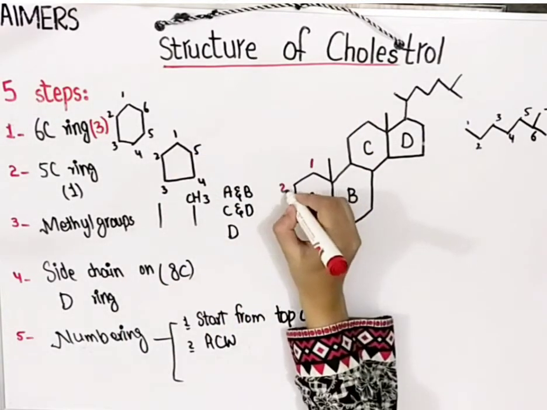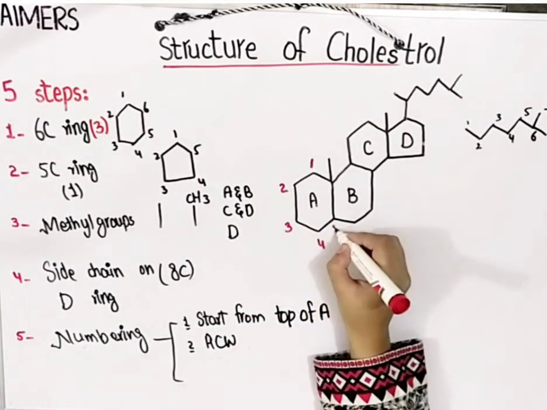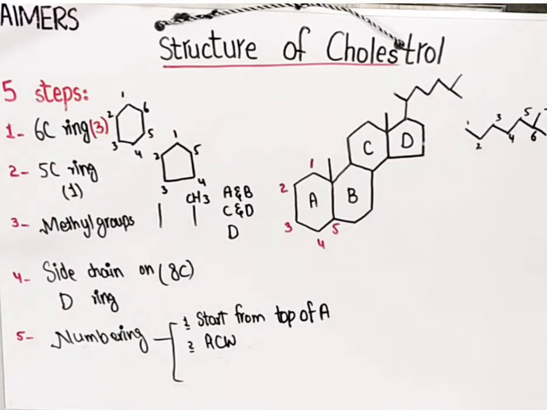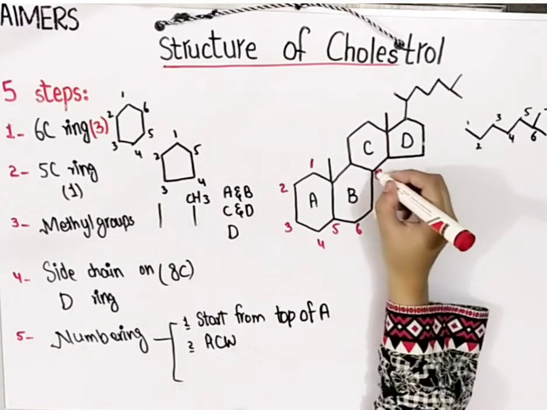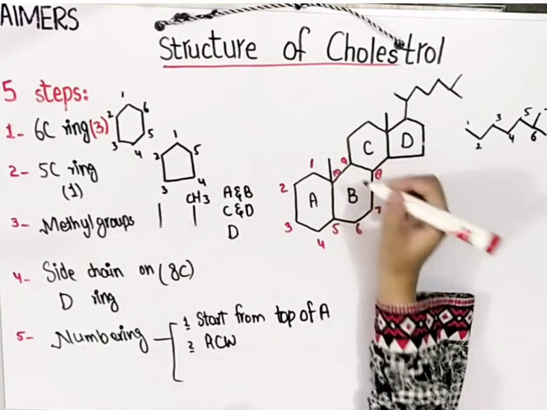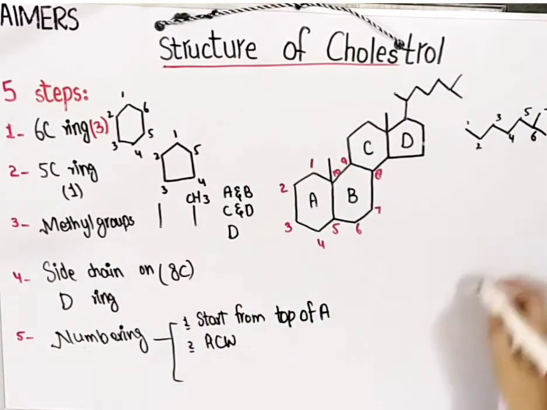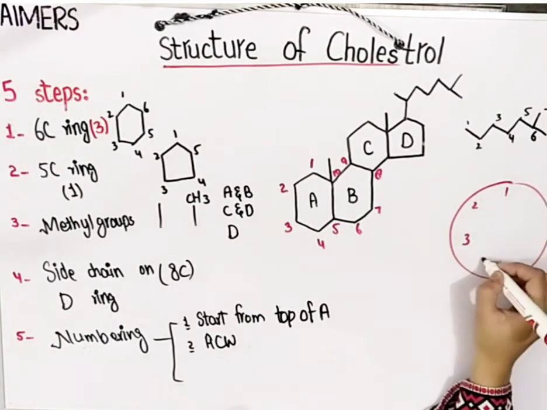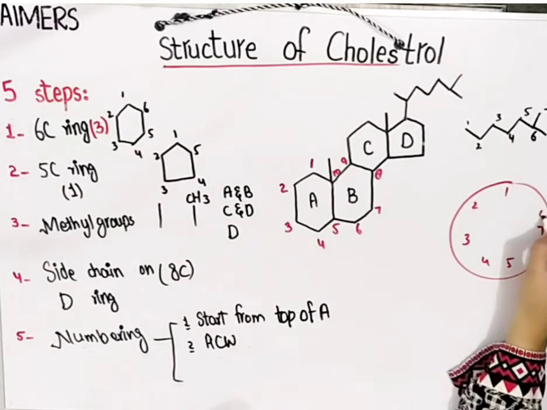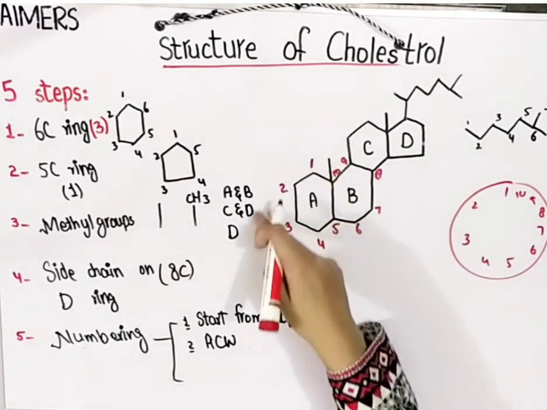1, 2, 3, 4, 5. So this is an anti-clockwise fashion. Go like this: 6, 7, 8, 9, and 10. I went like this. For example, if this is a clock, then I went like this: 1, 2, 3, 4, 5, 6, 7, 8, 9, 10. So this is what I have made.